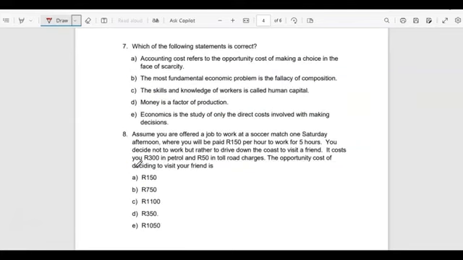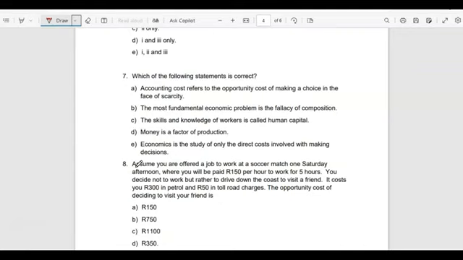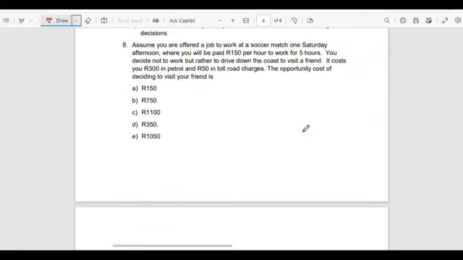B. Number 7. Which of the following statements is correct? Okay, I think it's C. Yeah, it's C. The skills and knowledge of workers is called human capital. Okay, what the employees bring, they bring skills and knowledge, human capital. So that's the answer.